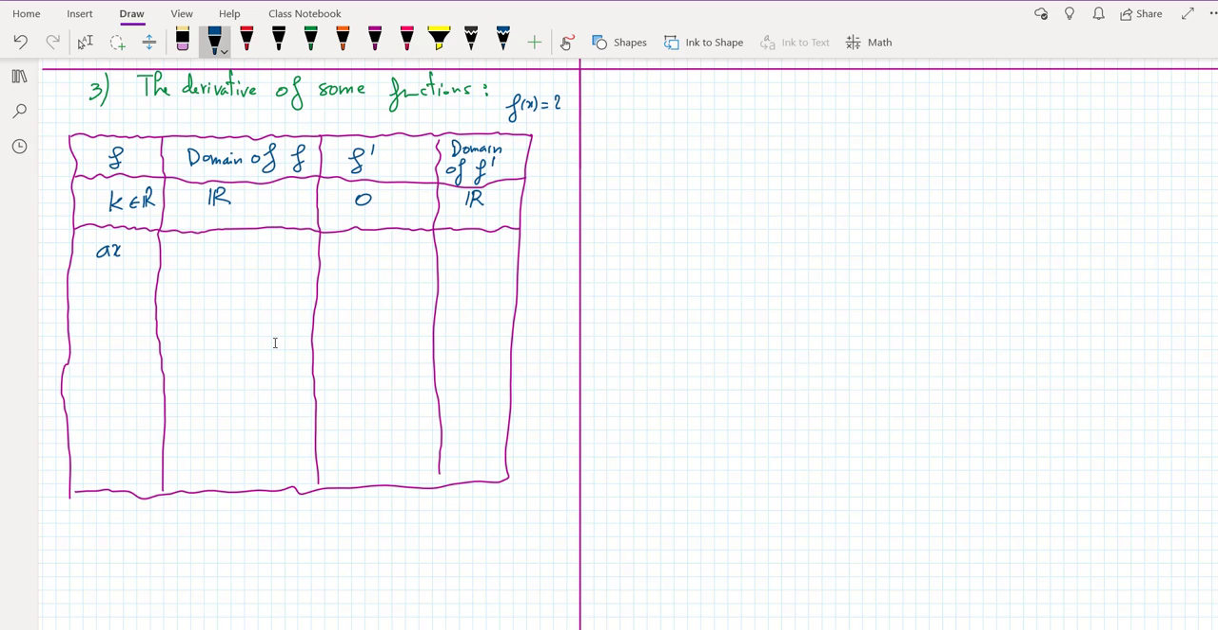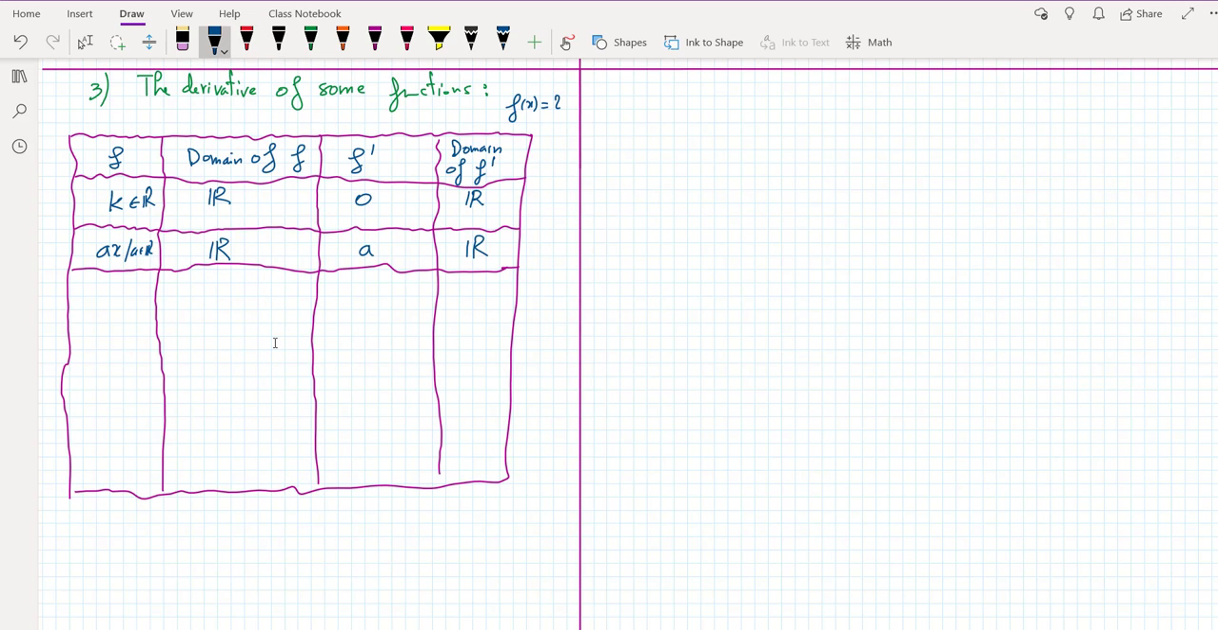Derivative of ax, such that a belongs to R. The derivative of ax is a. The domain is always R, because these are polynomials of degree 1.